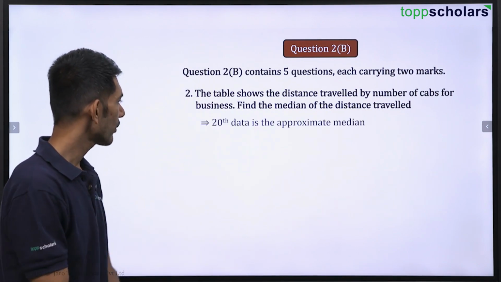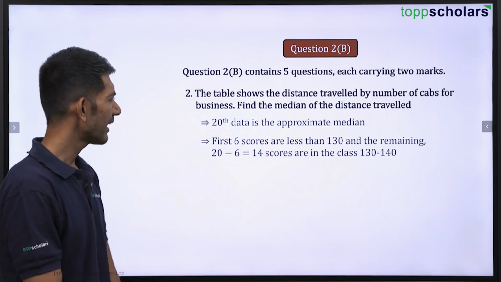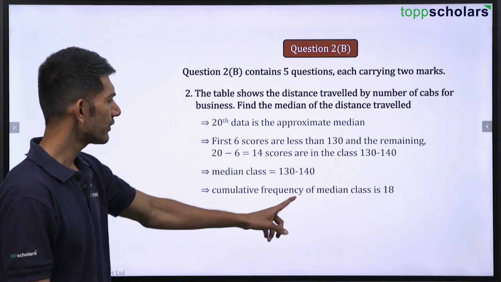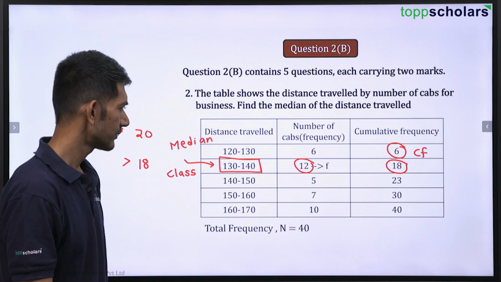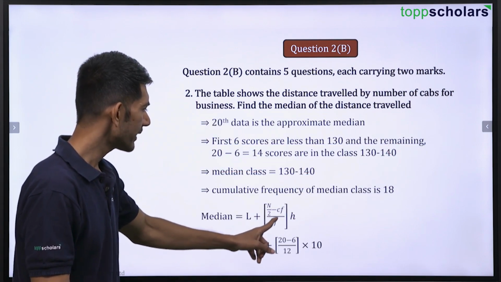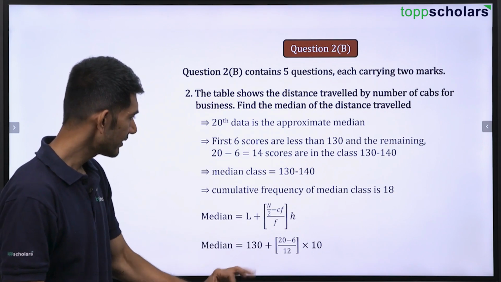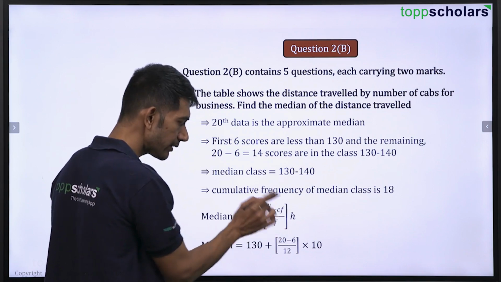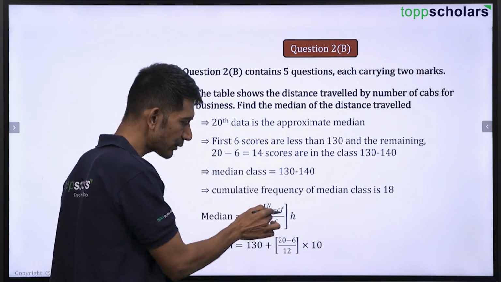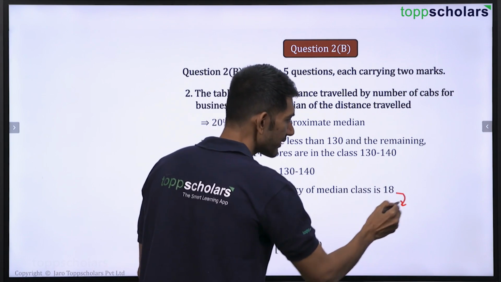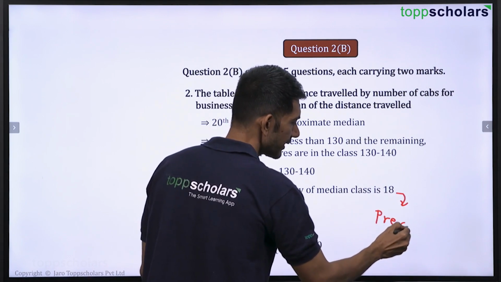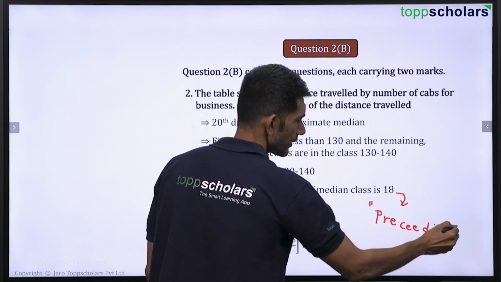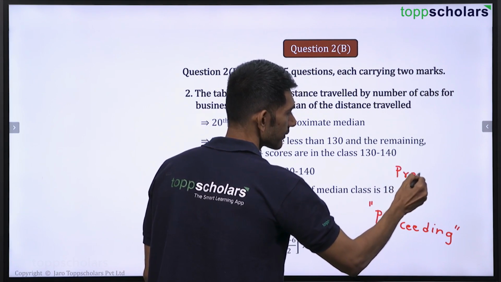Okay, so let us see what we get. So this is what we have. So median class is 130 to 140. So cumulative frequency of the median class is 18. So this is L plus n by 2 minus CF by F into H. But while substituting here, please listen to me very carefully. When we substitute CF here, we take preceding. Preceding means previous.